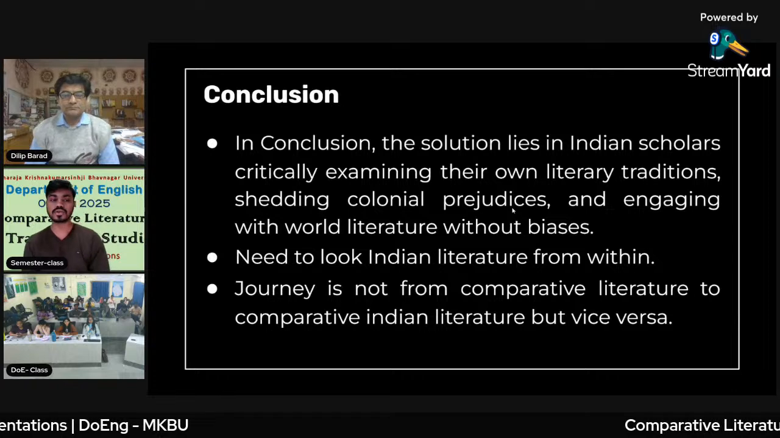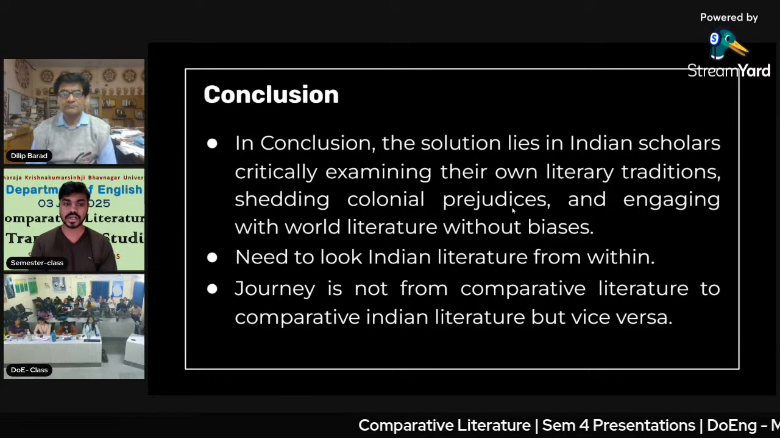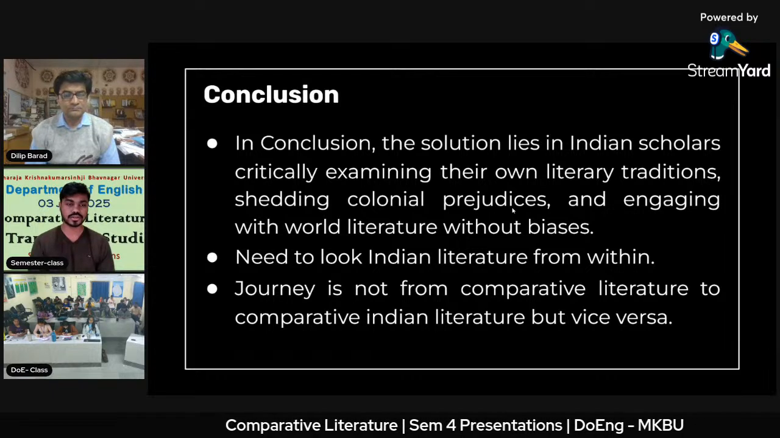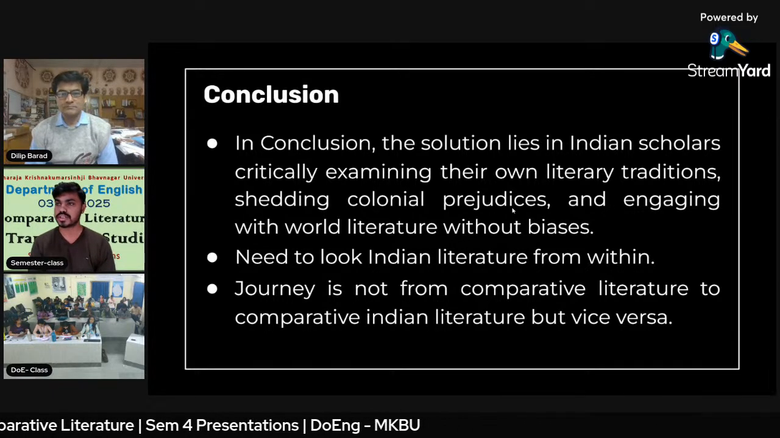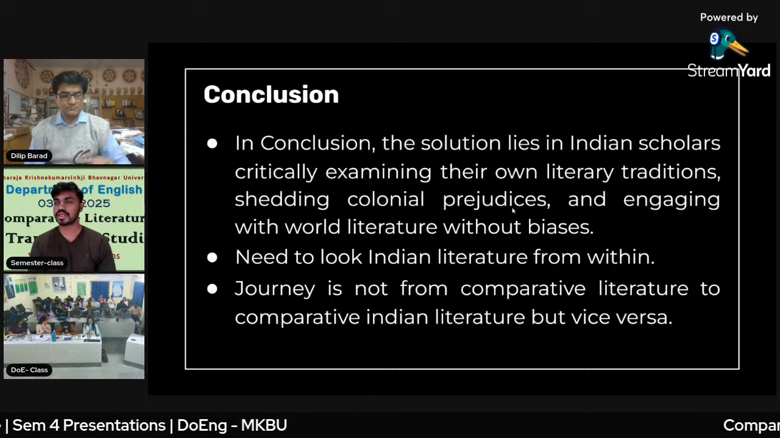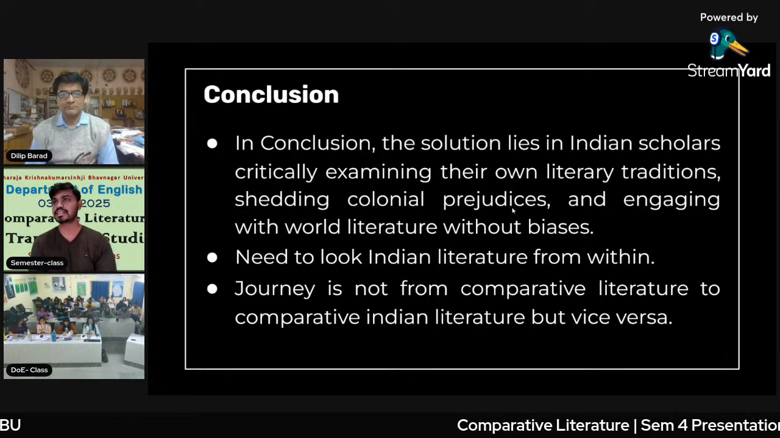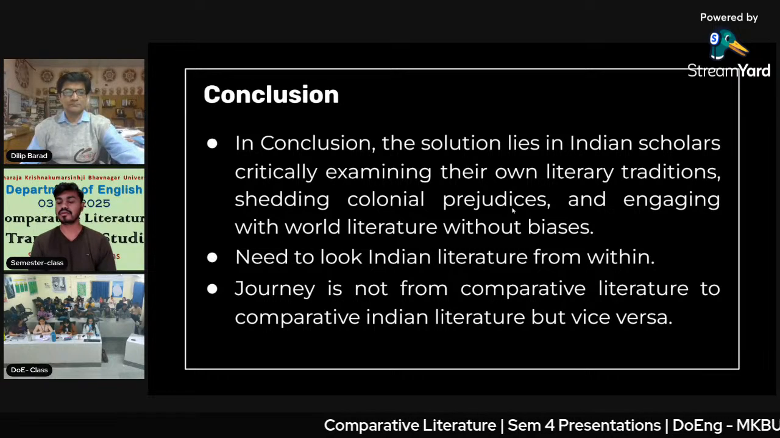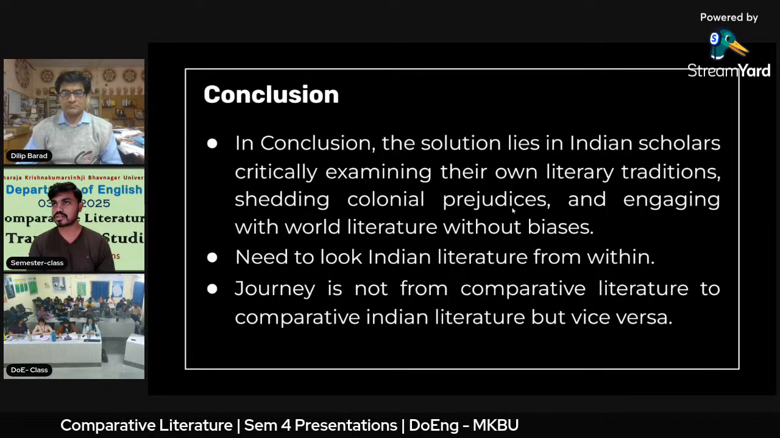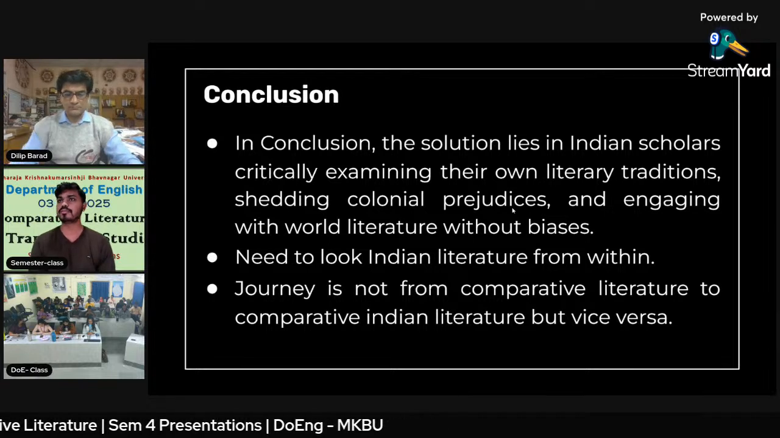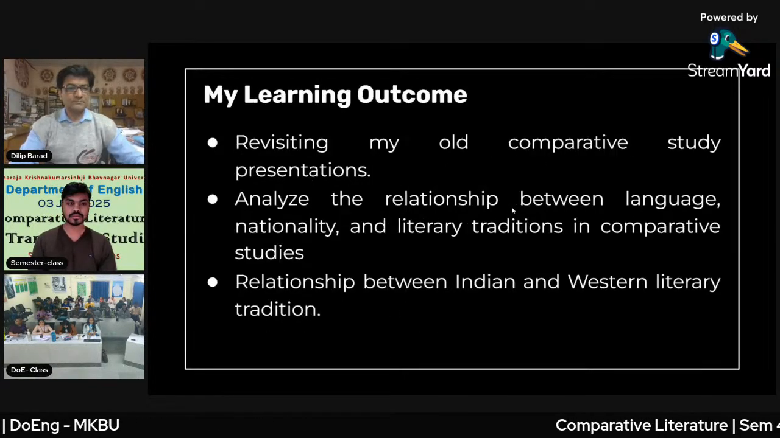Towards the conclusion, we can say that the solution lies in Indian scholars critically examining their own literary traditions, shedding all colonial prejudices and psychological restrictions, and engaging with world literature without any kind of bias. We have to critically examine our own Indian literature from within. And the journey is not from comparative literature to comparative Indian literature, but from comparative Indian literature to comparative literature.